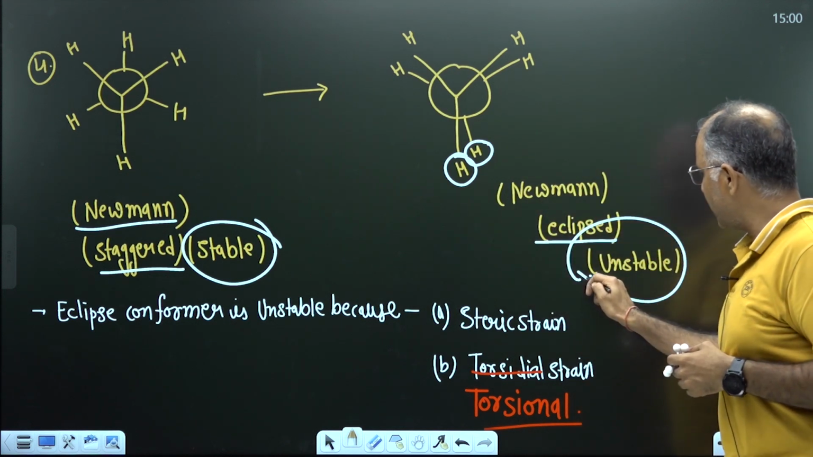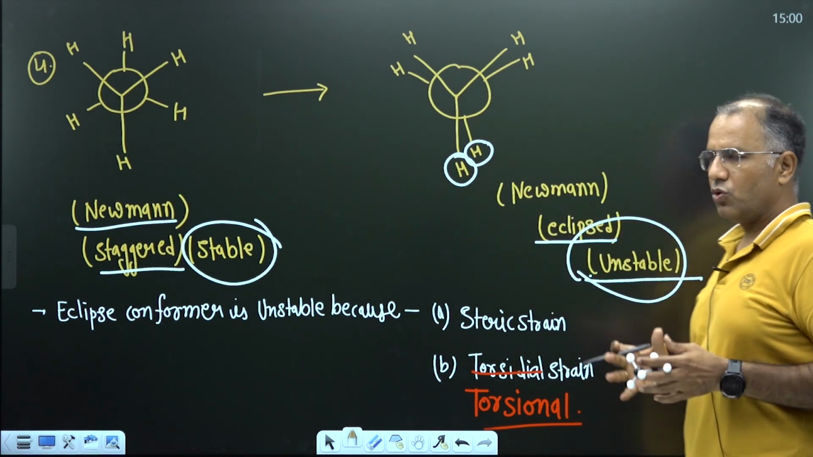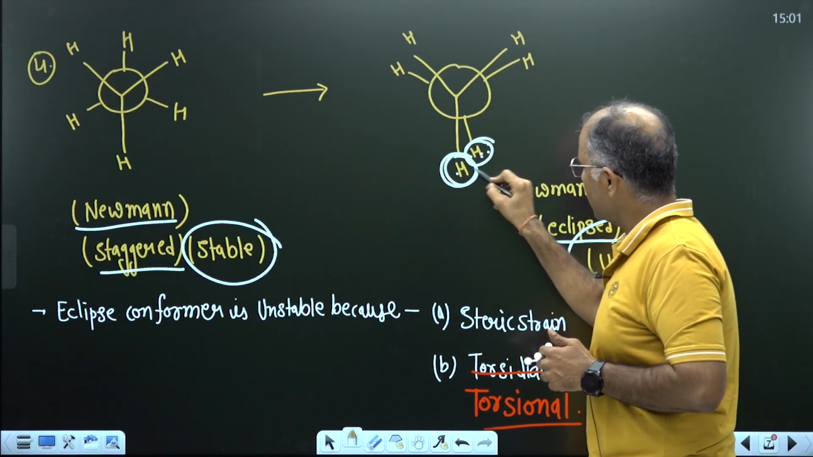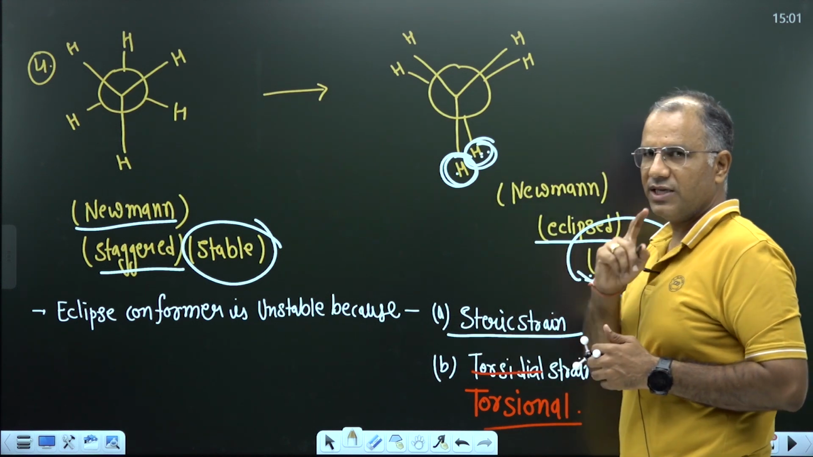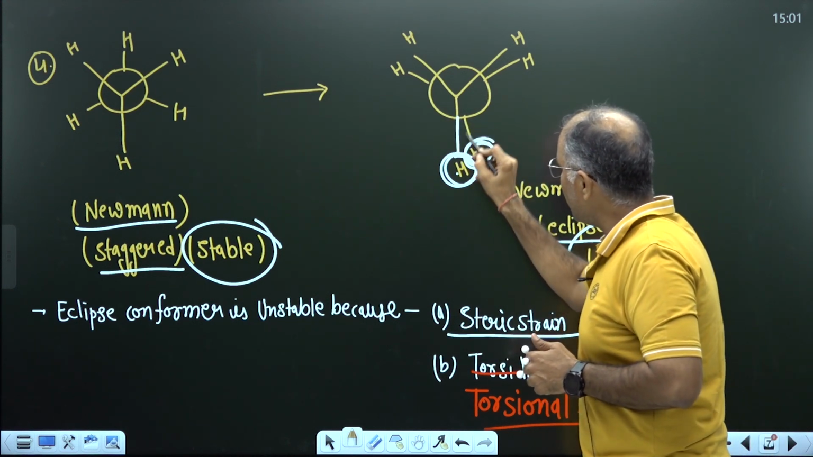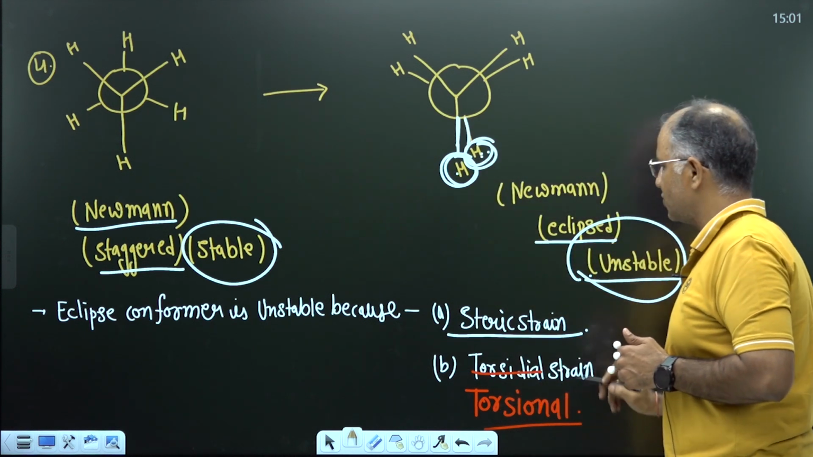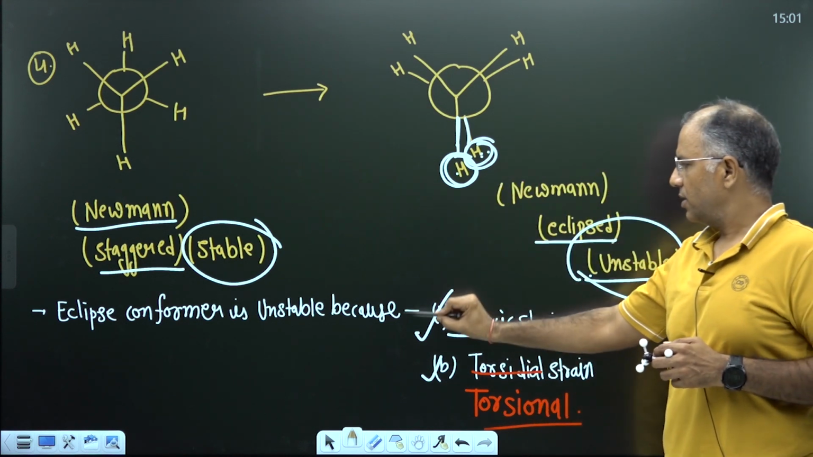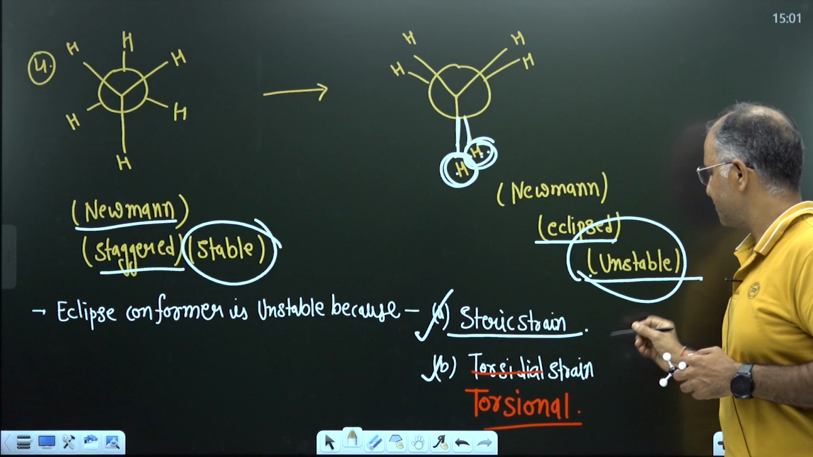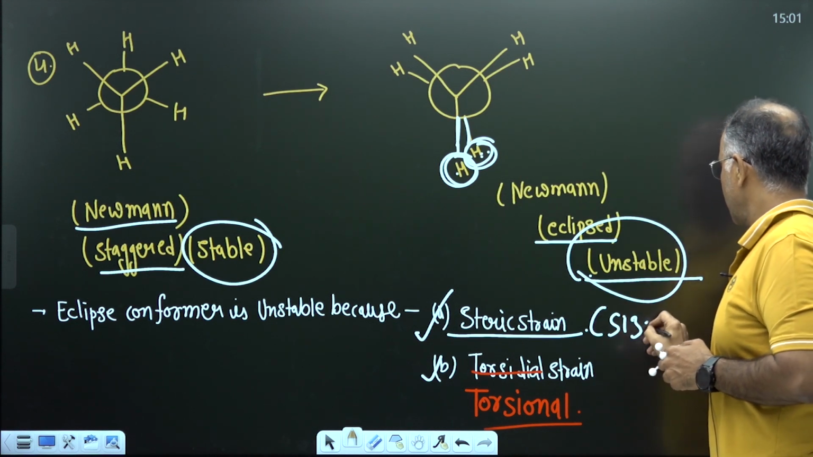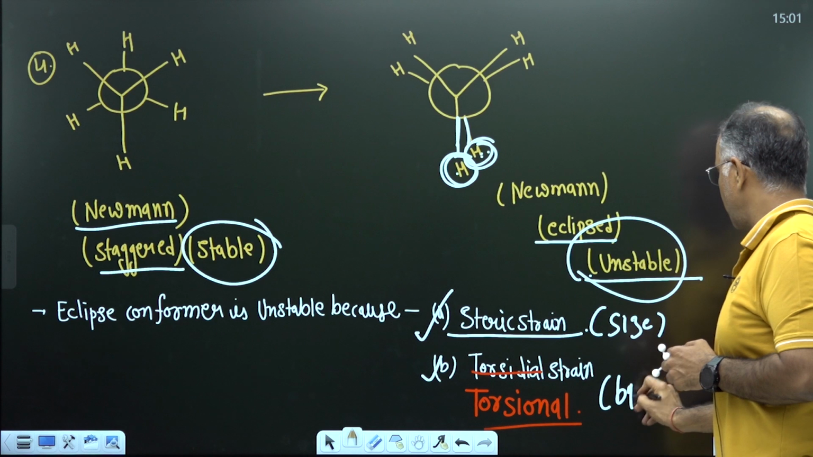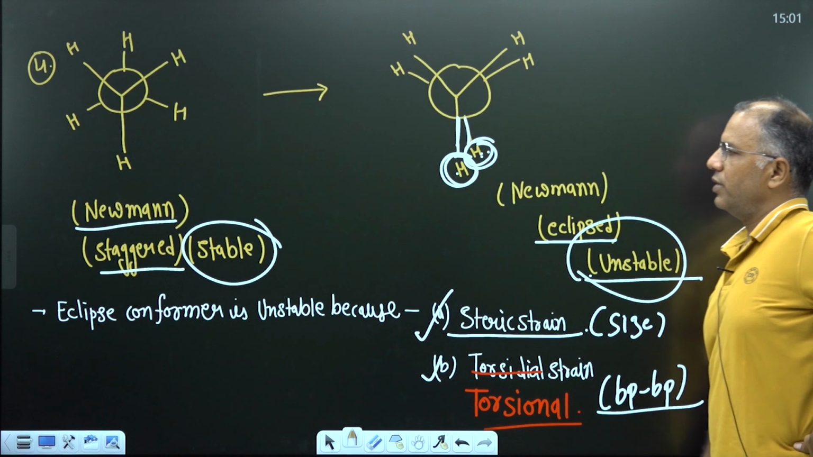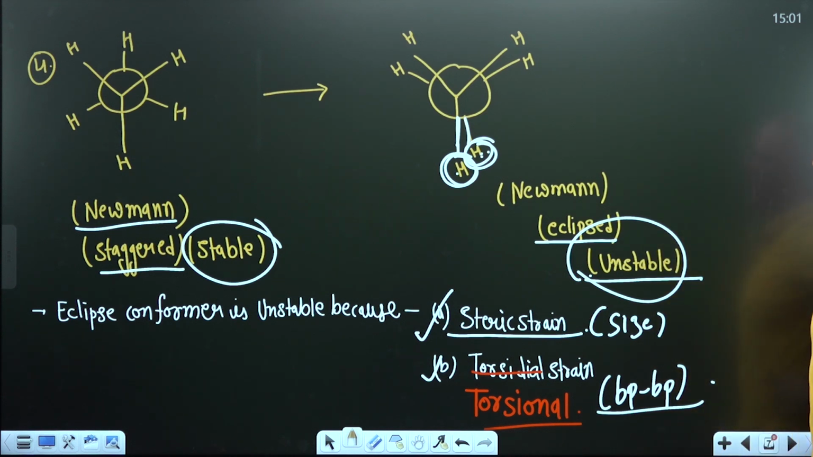Got it? Now, this eclipsed is unstable. Why is it unstable? Two types of strain are there. The repulsion between the hydrogens due to size is known as steric strain. So, first of all, there is a steric strain. Second, there is a bond pair repulsion. This is known as torsional strain. So, two types of strain are in the eclipsed form. One is our steric strain because of size. Another is torsional strain, meaning bond pair repulsion. So, note down in your notes that staggered is stable, eclipsed is unstable.